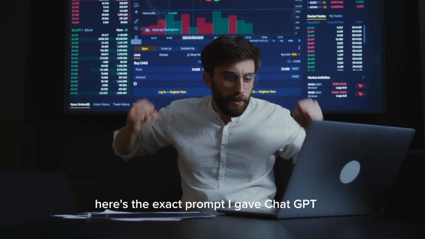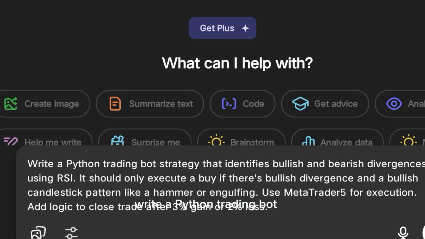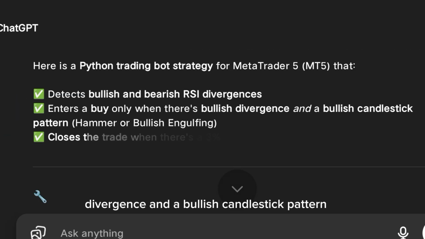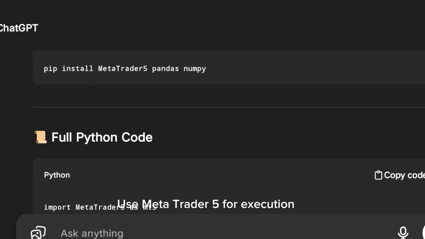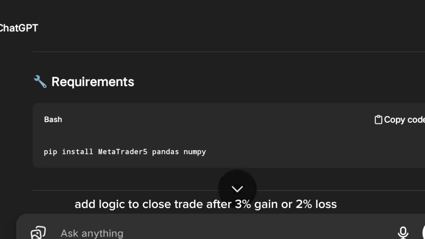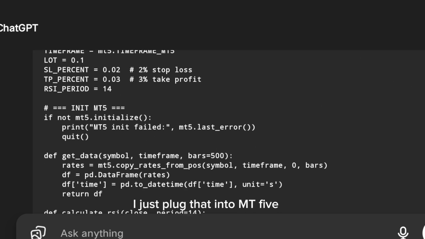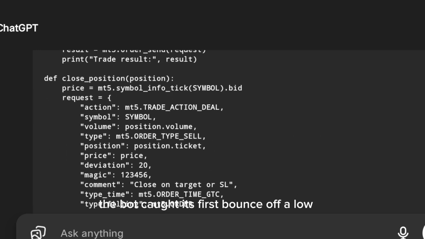Here's the exact prompt I gave ChatGPT to build the first version. Write a Python trading bot strategy that identifies bullish and bearish divergences using RSI. It should only execute a buy if there's bullish divergence and a bullish candlestick pattern like a hammer or engulfing. Use MetaTrader 5 for execution. Add logic to close trade after 3% gain or 2% loss. I just plugged that into MT5, tested it, and boom. The bot caught its first bounce off a low.